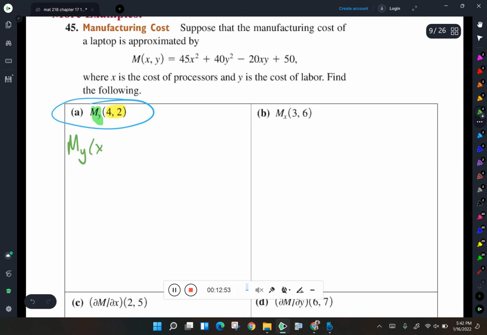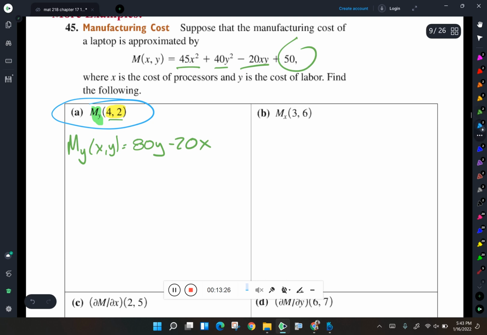M sub y of xy. First term, no y's in it, 0. Second term, only y's in it, plain old derivative rules. Third term, both variables are there, so now I got to use the partial derivative rule that says the negative 20x is a coefficient, a constant, if you will, times y, so the derivative of negative 20x times y is just going to be the negative 20x. 50 is a constant, so it just goes away.